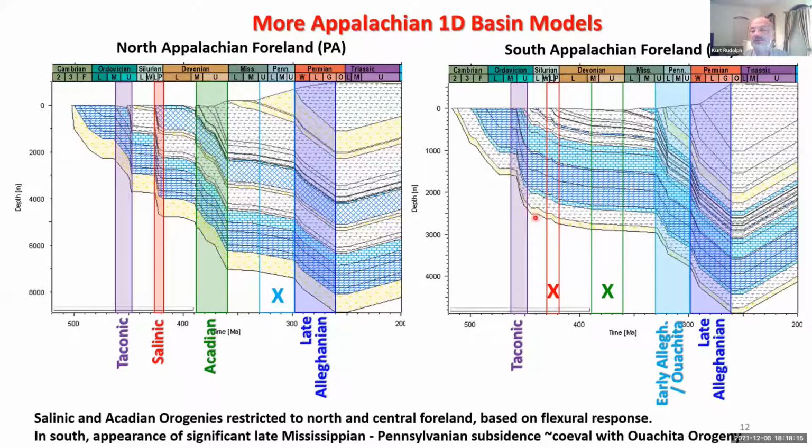Very little sedimentation, very little accommodation space during this time. And we see the Alleghanian orogeny, but we see a much earlier onset of that in the Mississippian, basically the Chester, and that continues through the entire middle Permian time. So the Salinic and Acadian orogenies seem to be restricted to the north and central foreland, and we'll see a very clear sedimentary response to that. And now we also see that the early phase of the Alleghanian orogeny, which is essentially the Ouachita, is restricted to southernmost West Virginia through Tennessee.